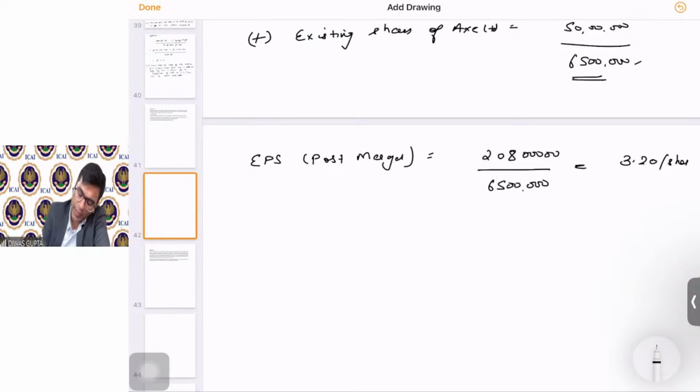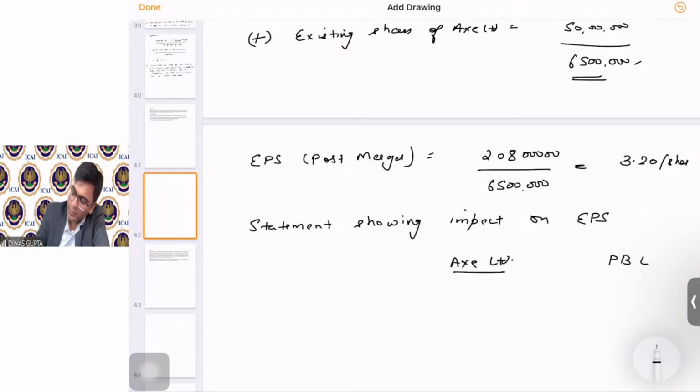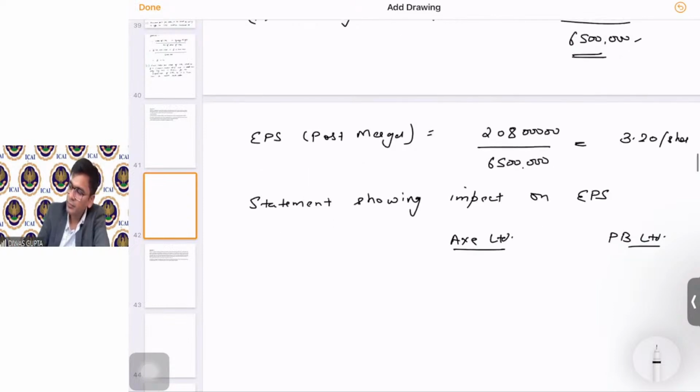Now we have to show the impact on EPS, right? So statement showing impact on EPS, right? So we will put two things, X Limited and PB Limited, right? So EPS before merger was 3.2 here and 2.4 here, right?